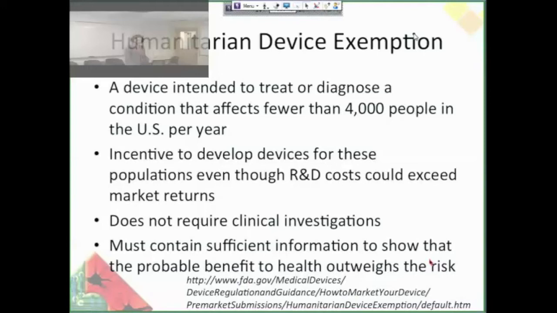Okay, just one more slide about the humanitarian device exemption. The FDA developed this as an incentive to get companies to develop treatments where the R&D costs would otherwise exceed market returns. It's extremely expensive to conduct clinical trials and to put together the data you need for a pre-market approval application. So you don't have to do that if you have a humanitarian device exemption. But you have to prove that you're not going to kill all the people and that the benefit outweighs the risk. So that's kind of interesting.